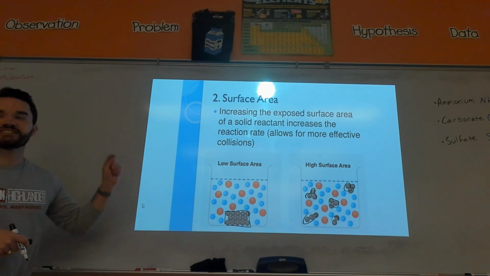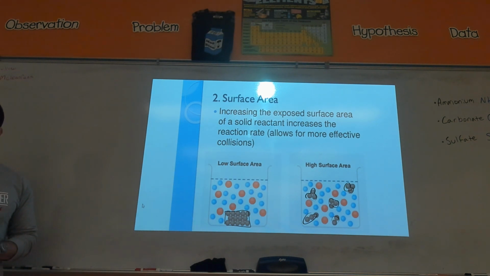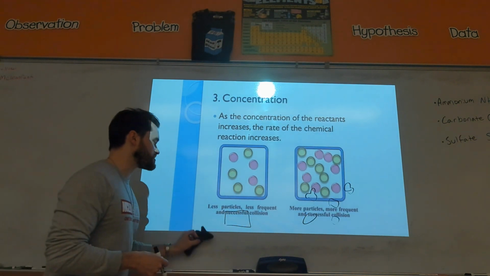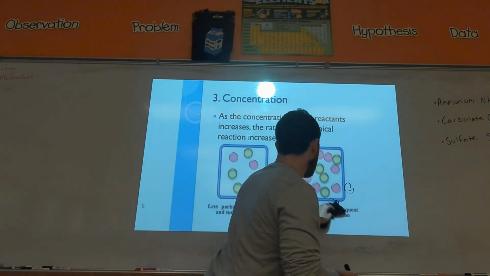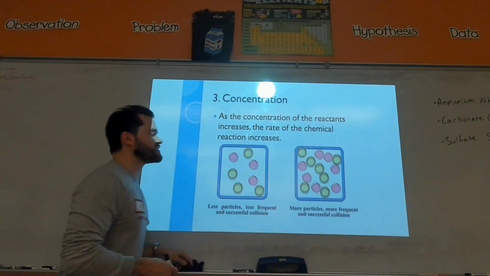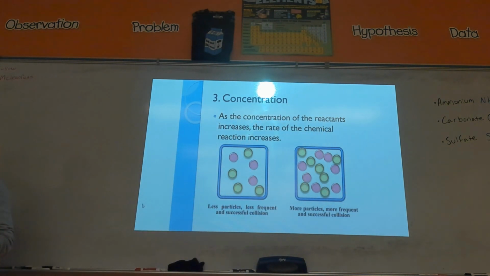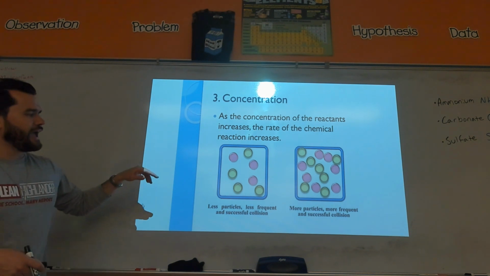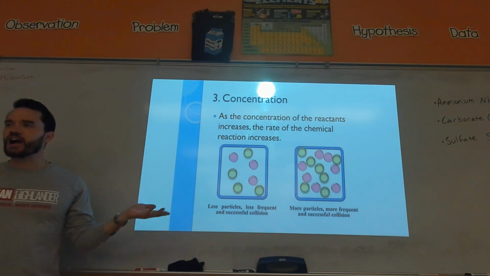Allows for more effective collisions. So that's a fancy way of saying it. All right, concentration. So at the very beginning of the notes I said concentration is the amount of something, usually measured in moles for every 1 liter. How many individual particles are there per liter? And this follows a lot of common sense, right?